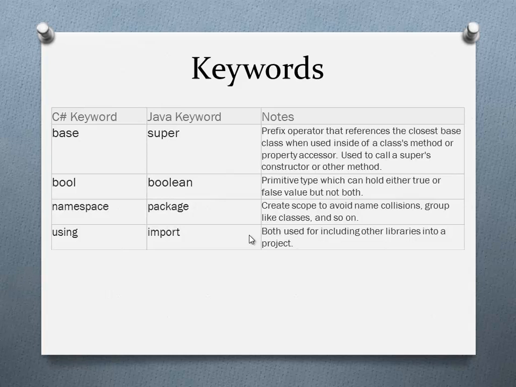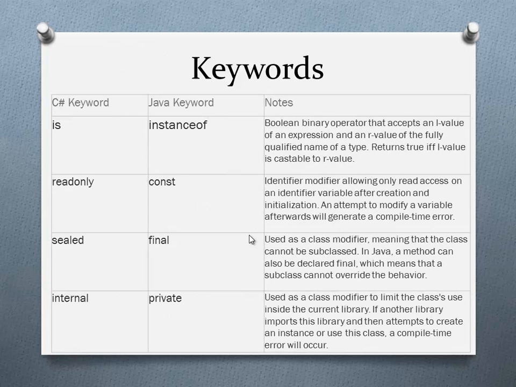I go through and talk about some of the keyword definition changes and differences. So things like, in Java you have what's called a super. If you inherited from another class and you wanted to call a method or a function off of the class you inherited from, you would say super dot that function name. And here we use the term base. Booleans are called bool in C#. You don't have a package, you have a namespace now. And instead of an import statement, it's called a using statement. So those are the big ones you probably want to be aware of as we go into this. Beyond that, I've got some other details around is, instance of, constant, read-only, final, sealed, private, internal.